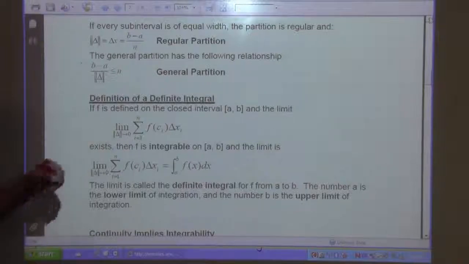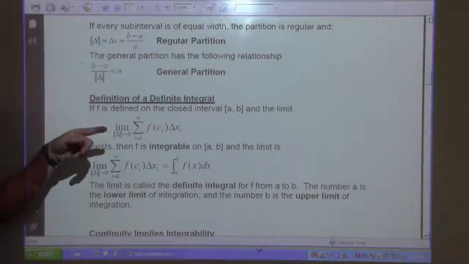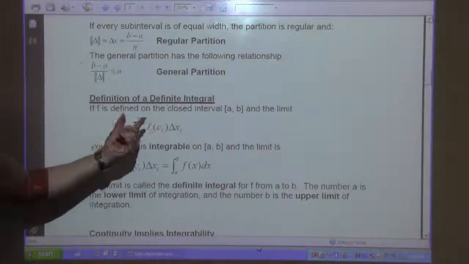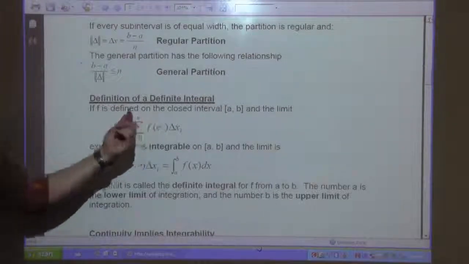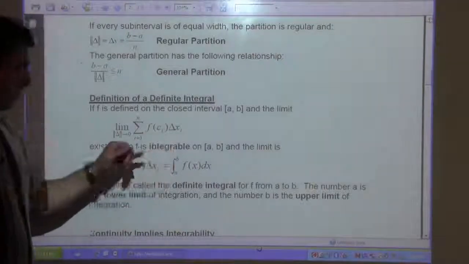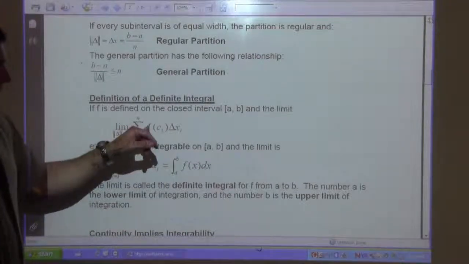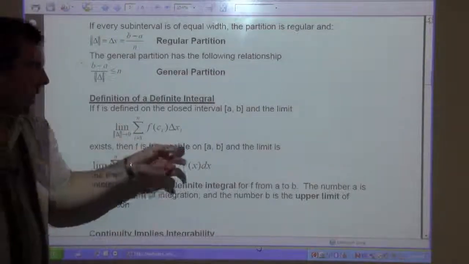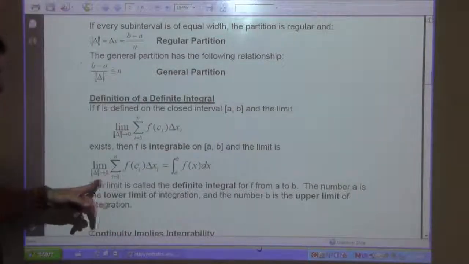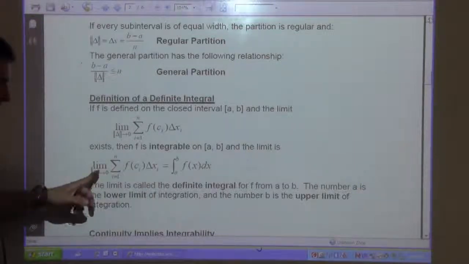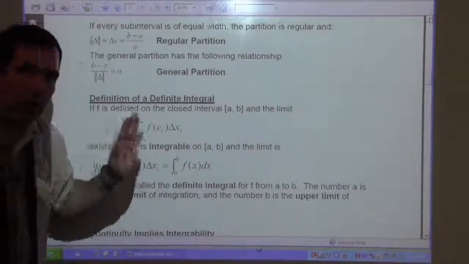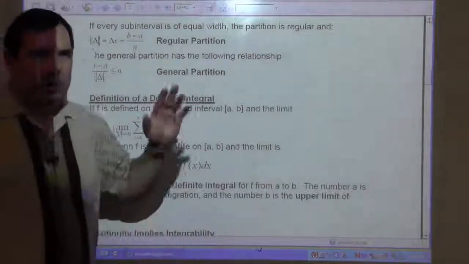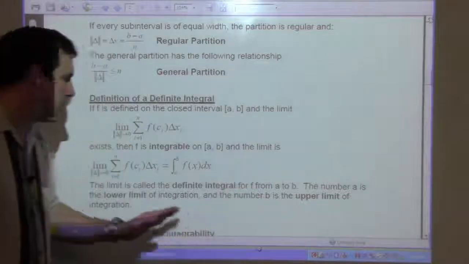It's the definition of a definite integral. If f is defined on the closed interval from a to b, and the limit as the norm goes to 0, so the norm is going smaller and smaller, and remember the norm is the largest subinterval, of the sum as i goes from 1 to n of f of ci delta xi exists, then f is integrable on the interval from a to b, and the limit is, check this out, are you ready for this? The ground is going to shake, and I know this is recorded, so it's going to shake multiple times, hopefully it doesn't cause an earthquake, but are you ready for this?